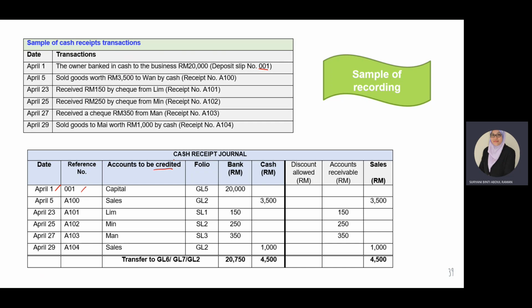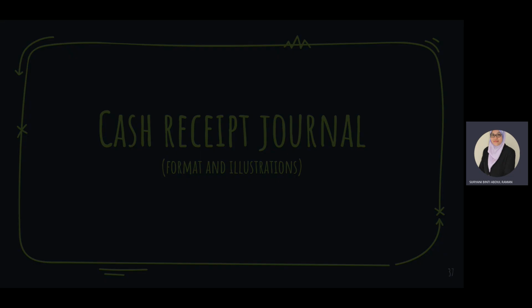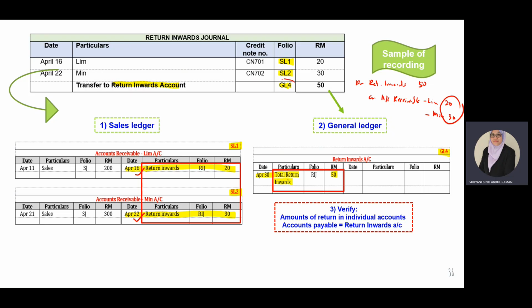And the accounts to be credited. Why capital? Because here it will be debit bank, because you put the money into the bank, and you credit capital because the owner contributes the money. So the account to be credited will be capital. So you put capital here. And since capital is another new account in the general ledger, you use the reference code GL5. Okay, we continue because the previous transaction we had was GL4, which stands for return inwards account.